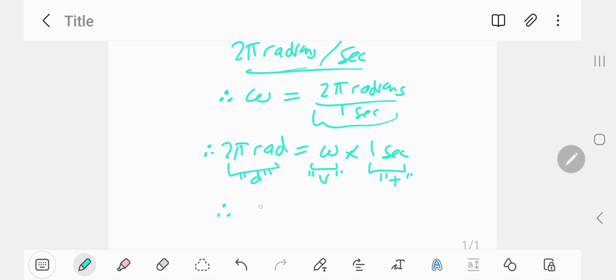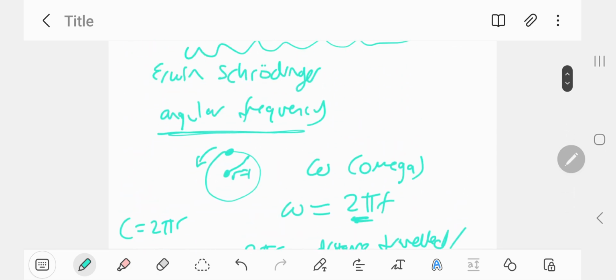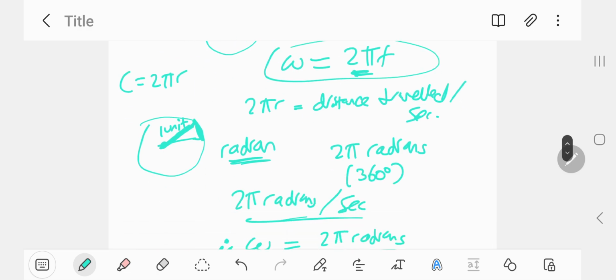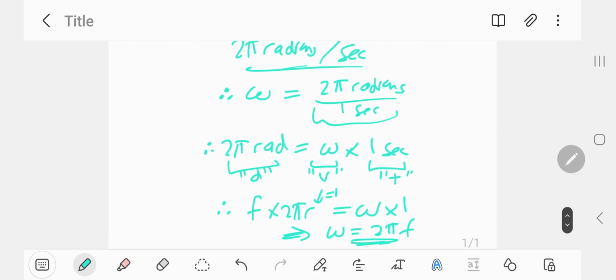we can conclude that 2 pi radians is the same thing as the frequency times 2 pi r equals omega times 1. Okay, taking r to be 1, we therefore get omega is just 2 pi f. That's where this relation comes from. Just a quick derivation. That's angular frequency. And I'll talk about wave number in the next video, but that's the idea of angular frequency. Okay, it's basically the normal frequency multiplied by a factor of 2 pi because we're dealing with circular motion.